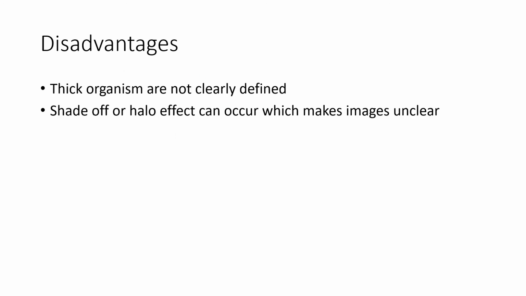The disadvantage is that thick organisms are not clearly defined, because thick organisms might not have clear variations in refractive index. There might be negligible variation in refractive index in a thick organism, so we are not able to amplify those variations enough for the images to be clearly defined. That's one drawback. The other drawbacks are the halo effect and shade-off effects of the refractive index, which make the images unclear.